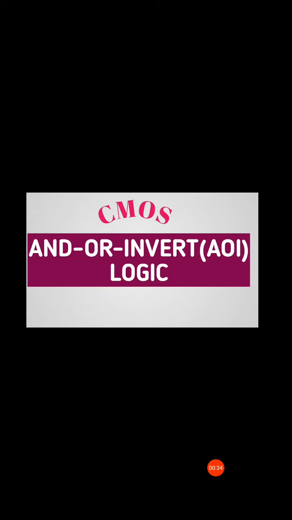For this, I am taking one Boolean expression, Y equal to (AB plus CD) whole bar. Why am I taking this? It has both AND and OR operations: AND operation for A and B, AND operation for C and D, and this one is the OR operation. So I am taking this expression, Y equal to (AB plus CD) whole bar. Now we are going to connect the CMOS circuit for this expression by using PMOS and NMOS transistors.